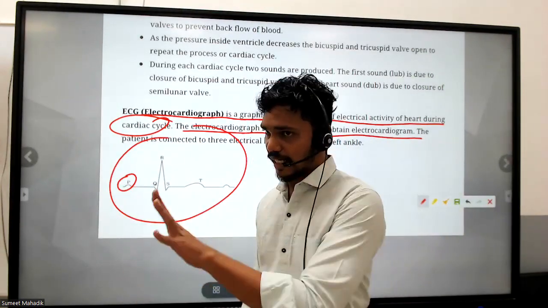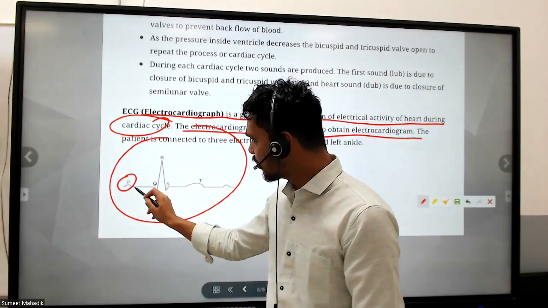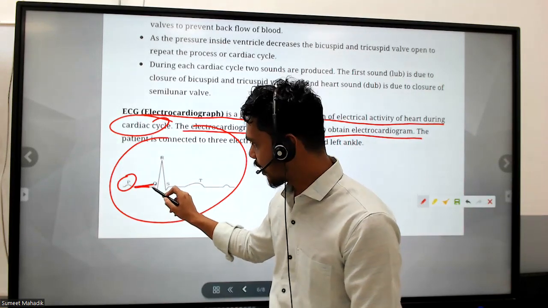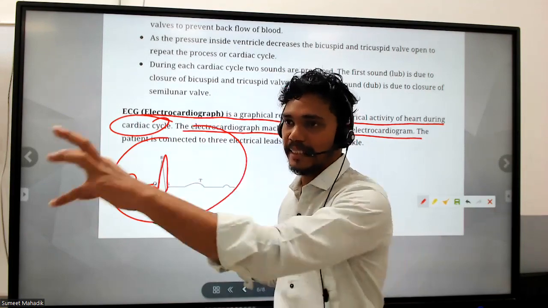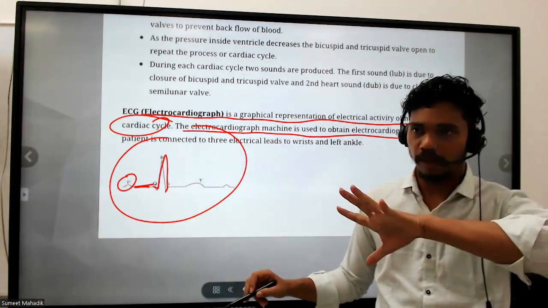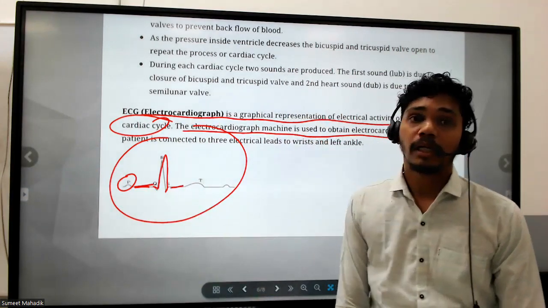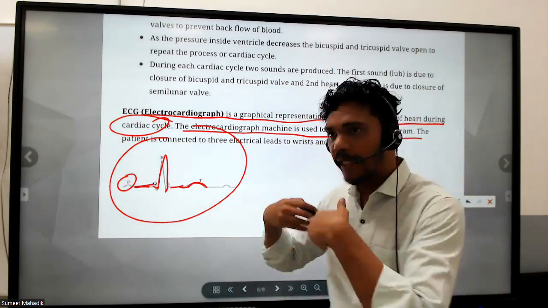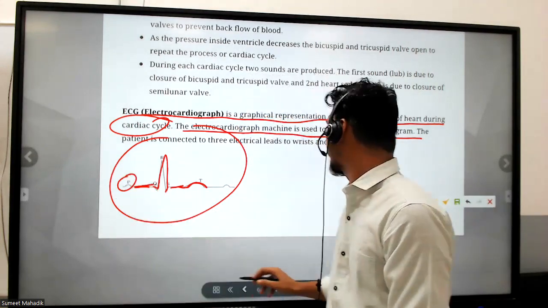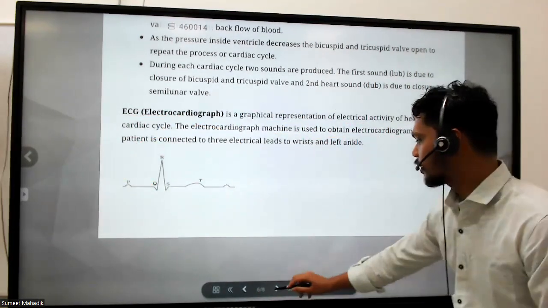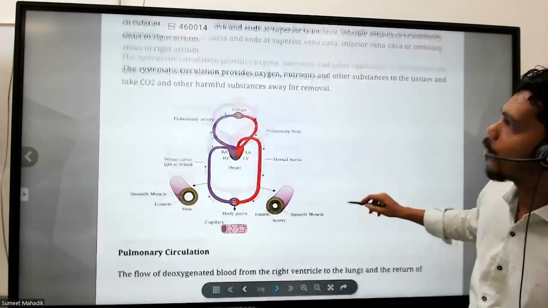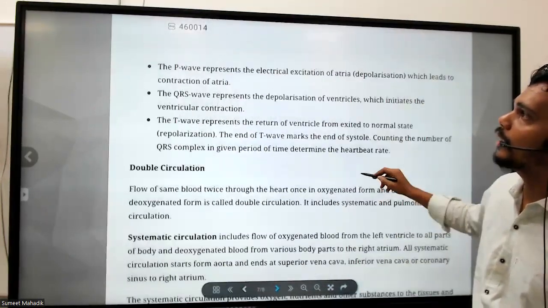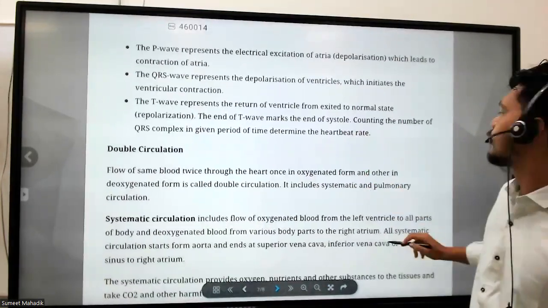P wave is just the starting of the SA node. Then this is the relaxation, depolarization time. QRS is a shoot up, like SA transferring towards the ventricles, okay, contraction will be there. And QRS complex. Okay, now T wave will be just the beginning of the next cycle. So this is a cardiogram. We just have seen in the video as well. Let's go. Now, here we're going to talk about the T wave and what they actually are.